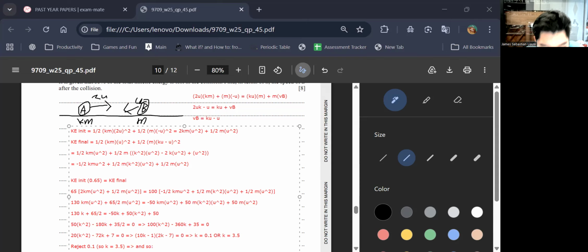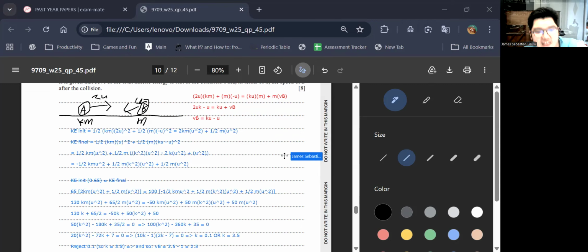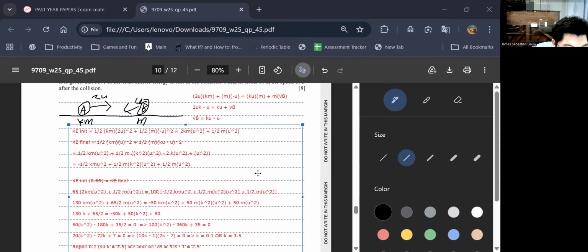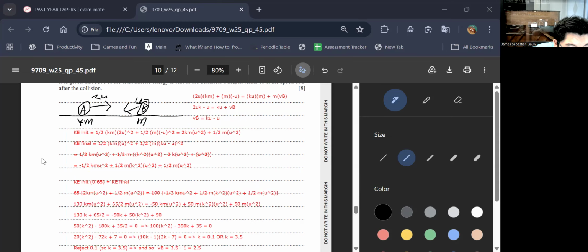And so v of b is ku minus u, with k equal to 3.5. So v of b is 3.5 minus 1, so v of b is 2.5u. There we go. And that is 8 marks. What a question. Whew. Alright.